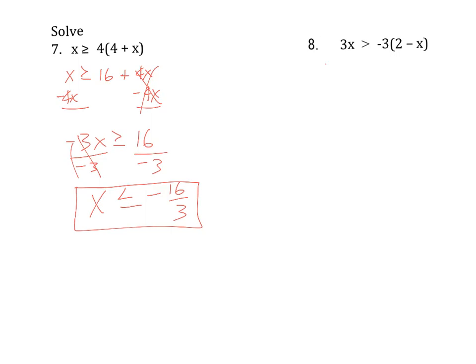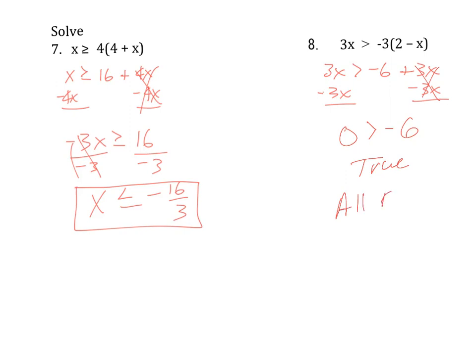On this one, again, we're going to distribute negative 6. Negative 3 times negative x is positive 3x. We want to get the x's together, so subtract 3x from both sides. These guys cancel out. 3x minus 3x is 0. So 0 is greater than negative 6, which it is, because 0 would be to the right of negative 6 on the number line. So this is a true statement, meaning our answer is all real numbers.